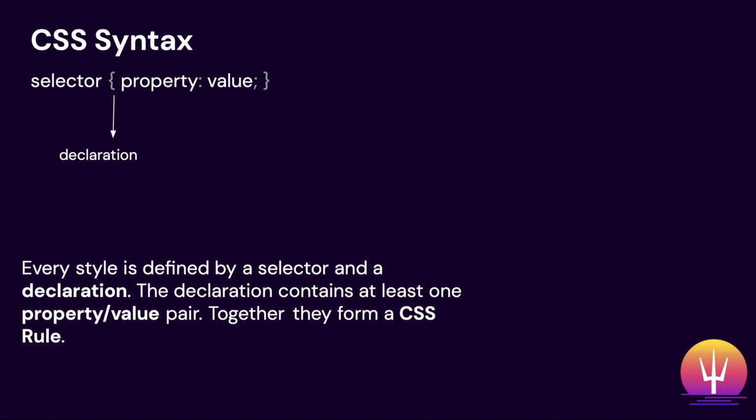And so basically every style is defined by a selector and a declaration. And the declaration can contain at least one property and value pair, and together they form a CSS rule. However, we can actually add multiple CSS declarations, and they can be separated with semicolons.